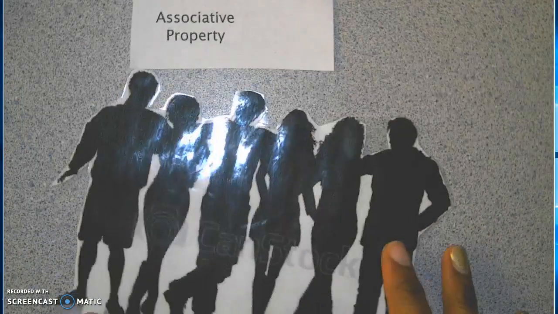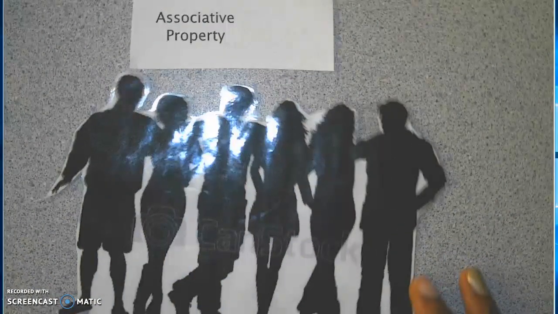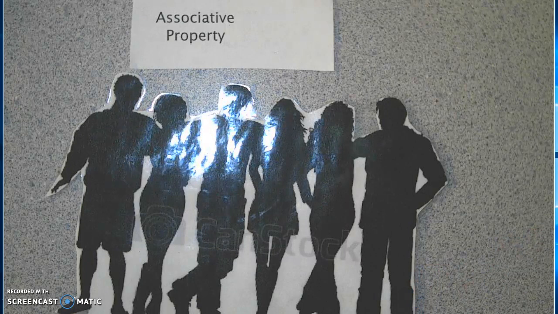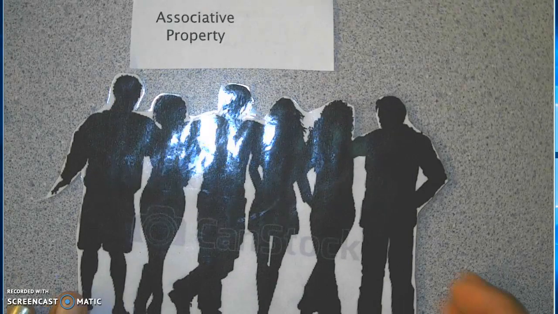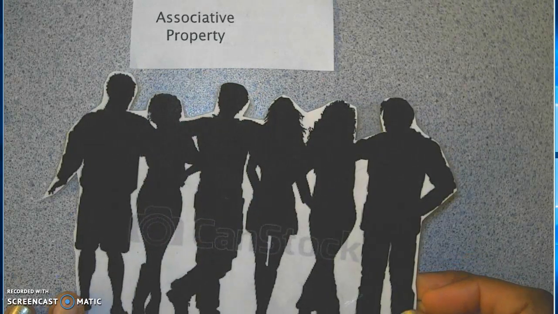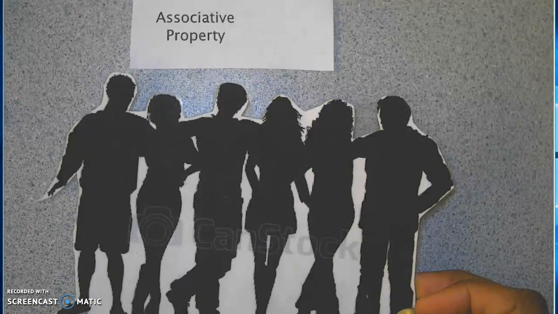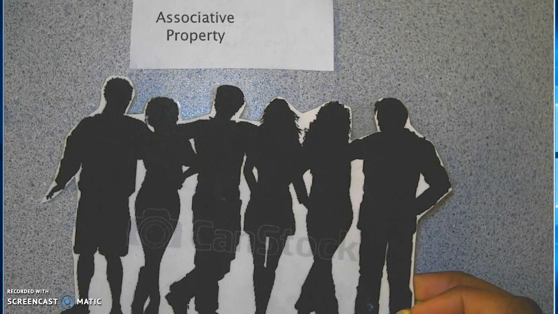Our next property we want to look at is the associative property. Associative property is all about the groupings, who you're hanging out with, who your friends are, who's your squad, who's your clique, who's your posse, whatever the word is. In the associative property, the numbers don't physically move. The parentheses move. The grouping changes. So who you're hanging out with changes.